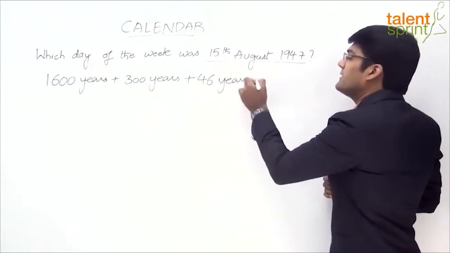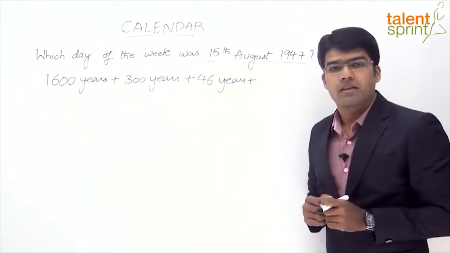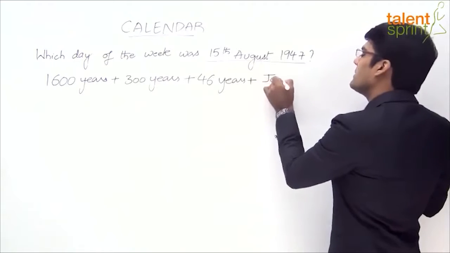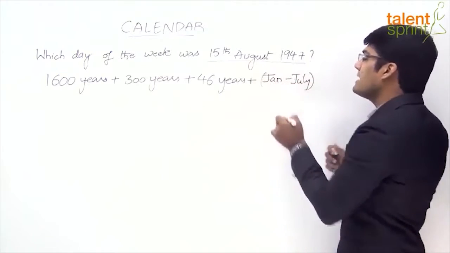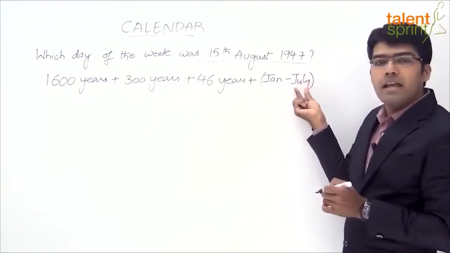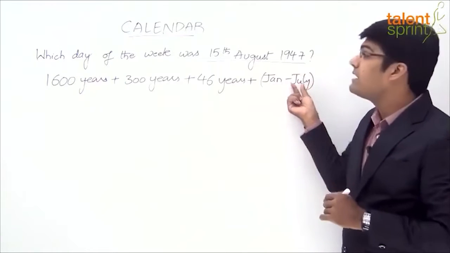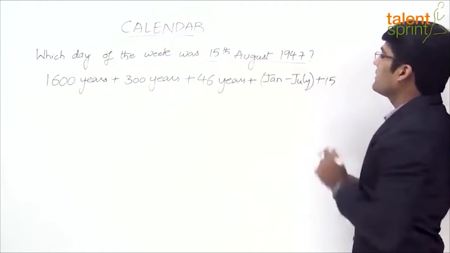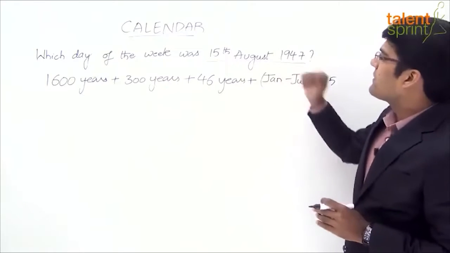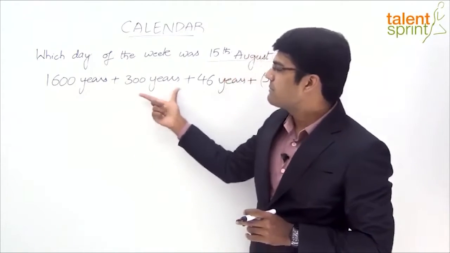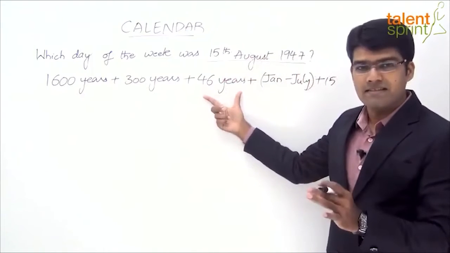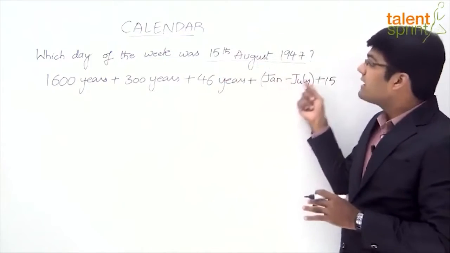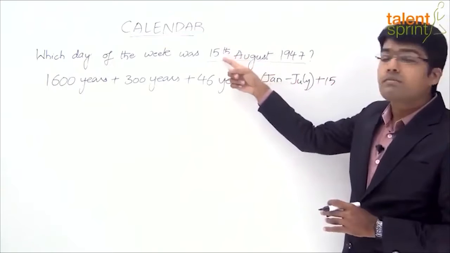In this 1947th year, we have to reach 15th August. Now before August, we have 7 months, that is January to July. So we'll consider those 7 months, January to July. And in the month of August, after finishing July, we have August. Now in the month of August, we need to take 15 days, right? 15 days of August, so plus 15. So if you observe, overall we have got 15th August 1947 as 1600 plus 300 plus 46, that is 1946 years. Then in the 1947th year, we are considering the months from January to July, and then the next month is August, where we need to take the 15th day.